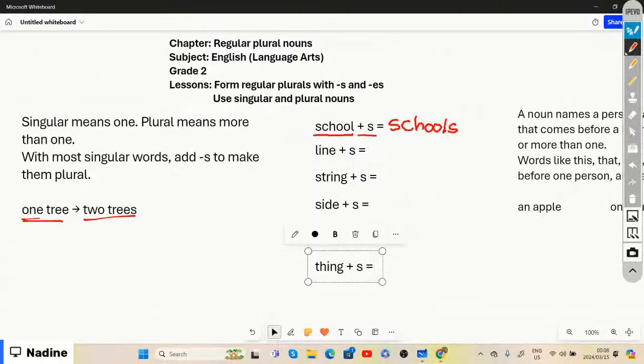So school plus S is schools. That means that it refers to more than one school. It is now a plural form. Because singular means it's one school, and remember, we said that we add the S to make them plural. So if we add the S to the word school, it will then be schools. Now it refers to anything that is more than one school.